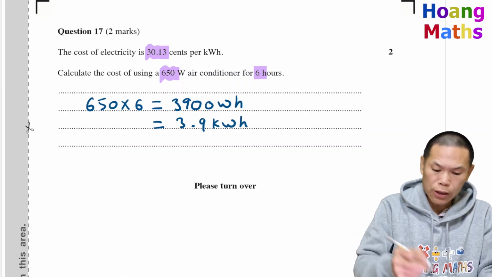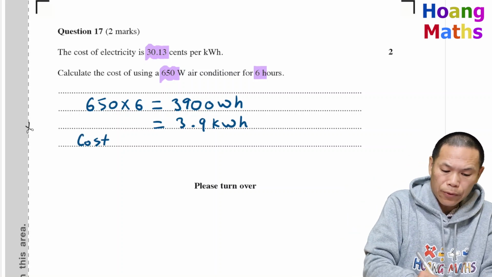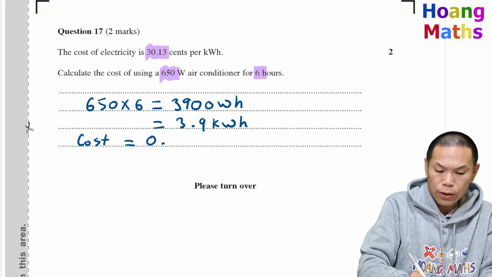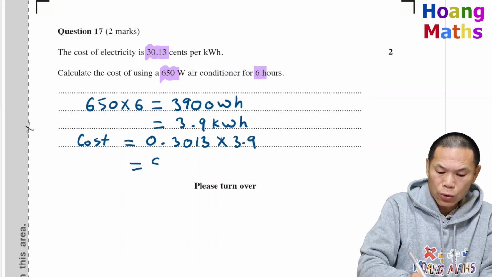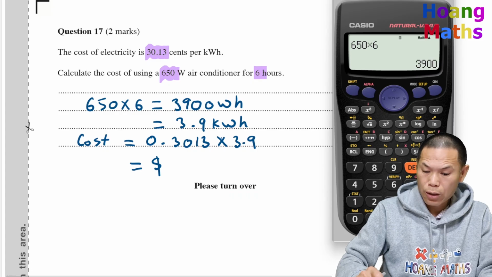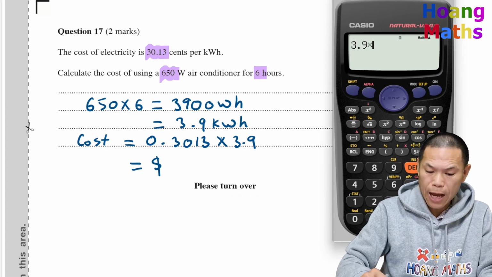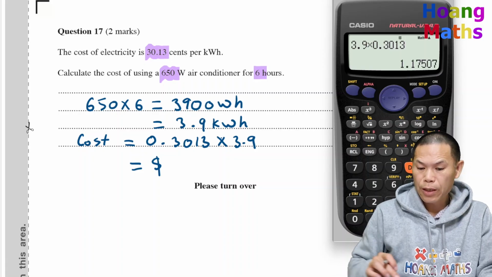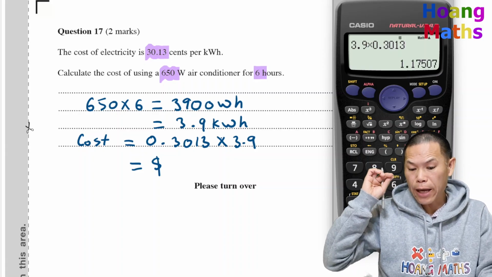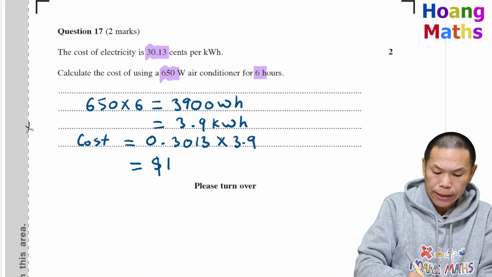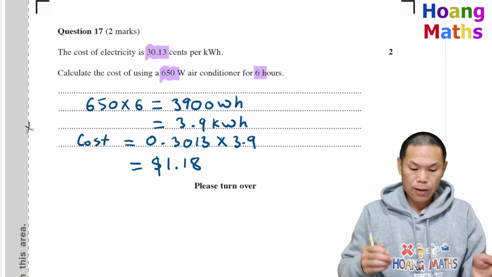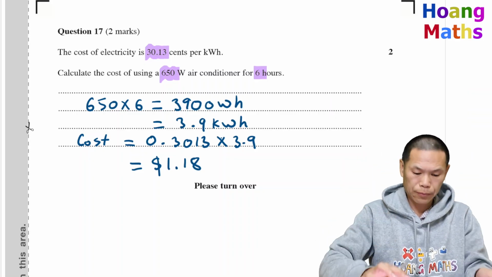So to work out the cost, we write cost is $0.3013 times 3.9. That is equal to, so I just go 3.9 times 0.3013. $1.18, correct to 2 decimal places. So $1.18. There you go.